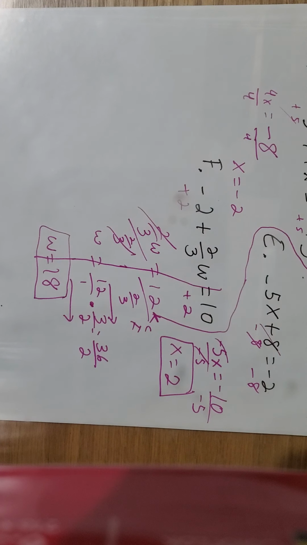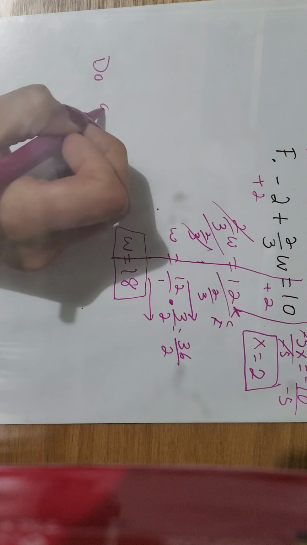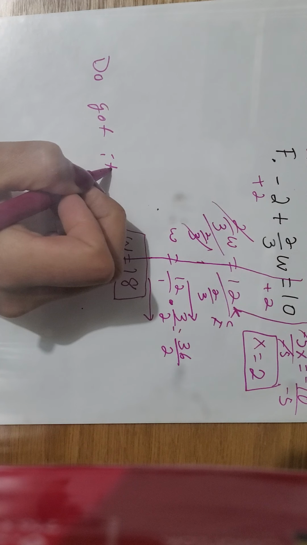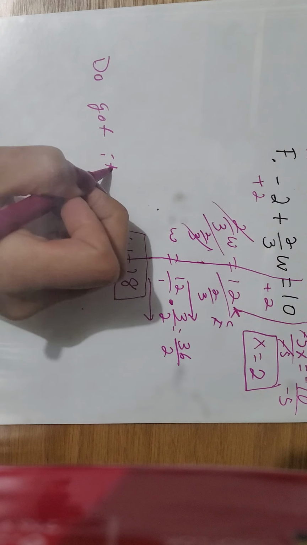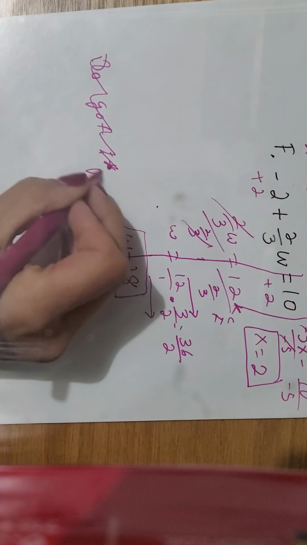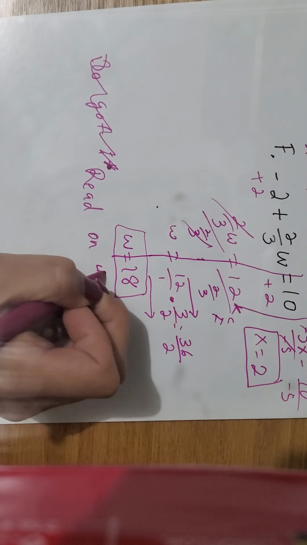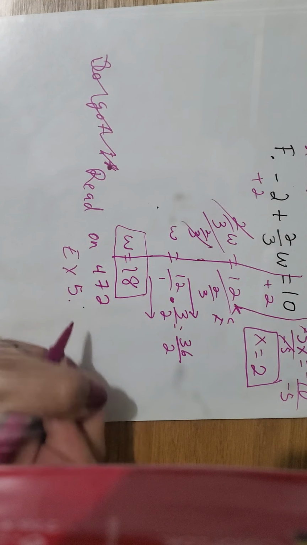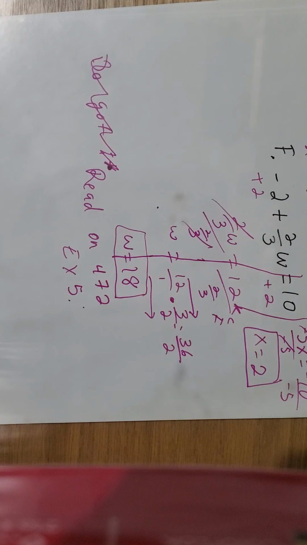Okay, so those should have been your answers for those. Like always, you have word problems. Please do the Got It. Sorry, kids, I didn't give you a Got It. Read page 472, example 5. Okay? Awesome. You guys have a good day.